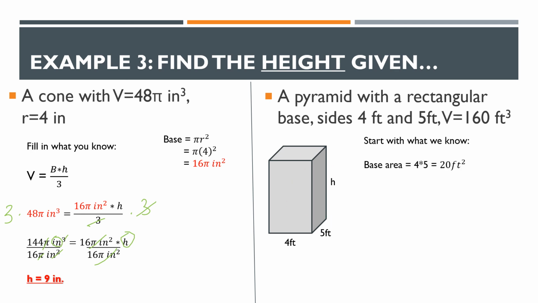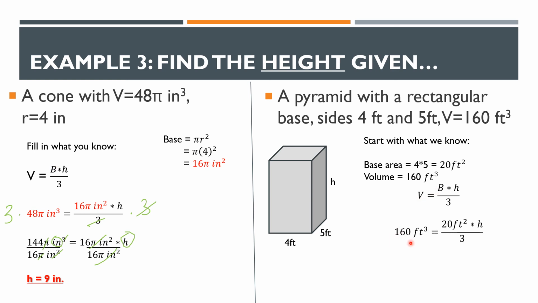So again, I'm going to start with what I know. My base area would be 20 feet squared, right? 4 feet times 5 feet. And my volume is 160 feet cubed. So if I know that my volume formula is base times height divided by 3, we're going to go through and plug in everything that we know. A piece that students often forget about is that we have to actually find the area of the base here and over here before we can start plugging stuff in here.